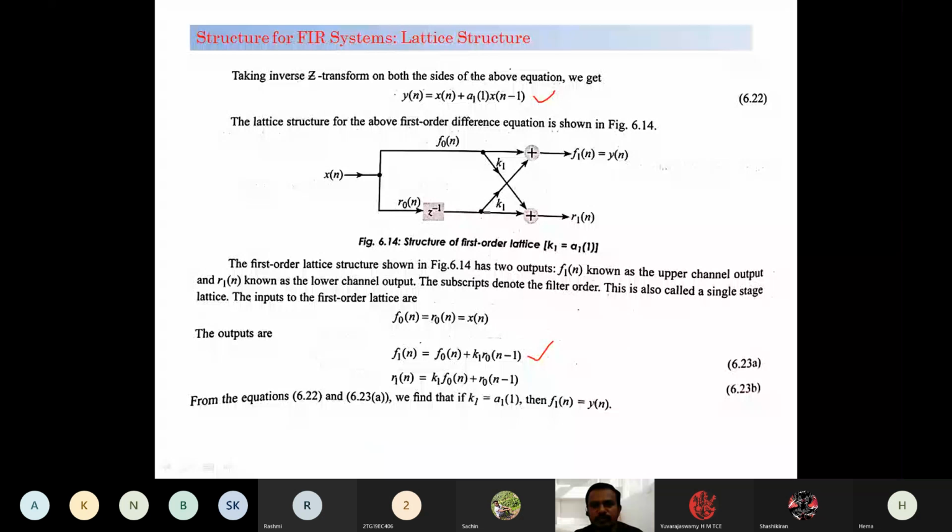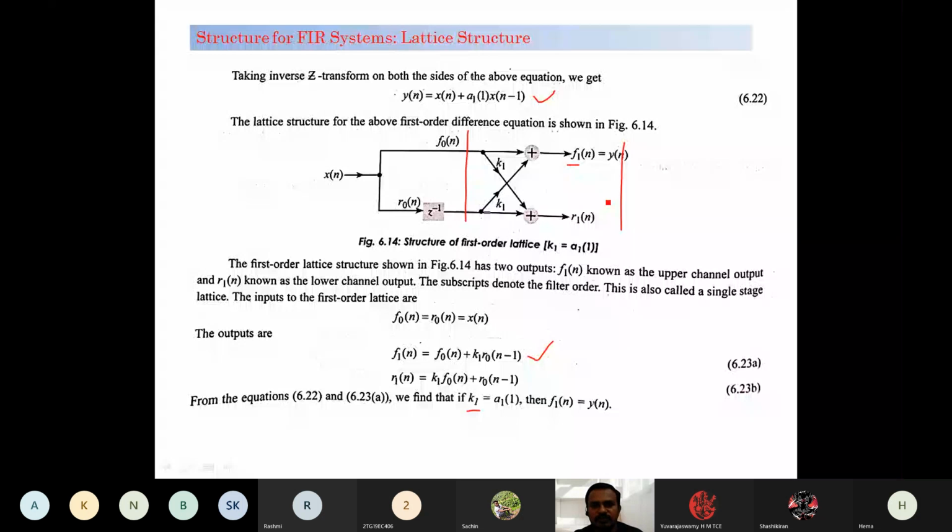So in the diagram, we are going to use different labels. K1 and k are the coefficients of that particular lattice structure, that stage, and f0 or f is the upper channel and r is the lower channel. For initial steps, it is f0. Next comes f1, meaning first order, second order f2, third order f3, and up to fm. So the length of the filter is m, or you may say capital N or capital M, whatever length you specify, we are going to have those upper and lower channel outputs.